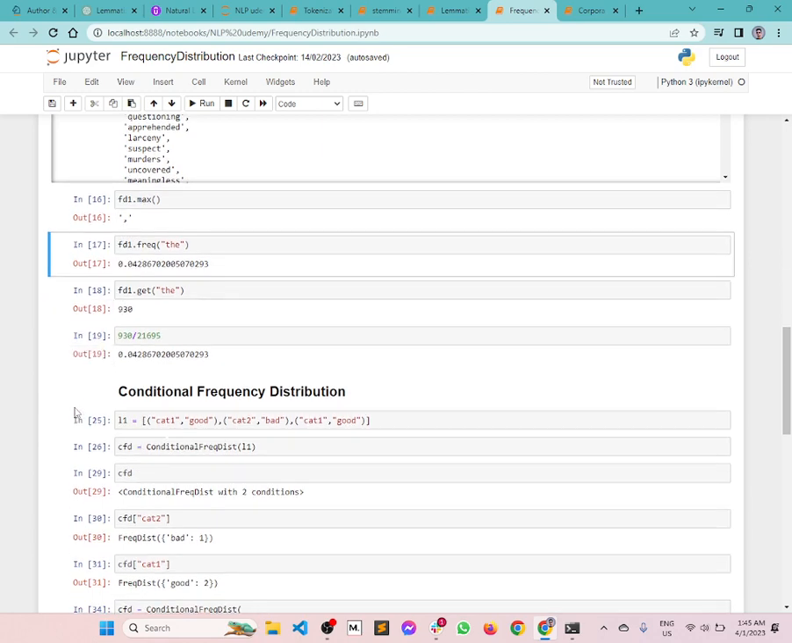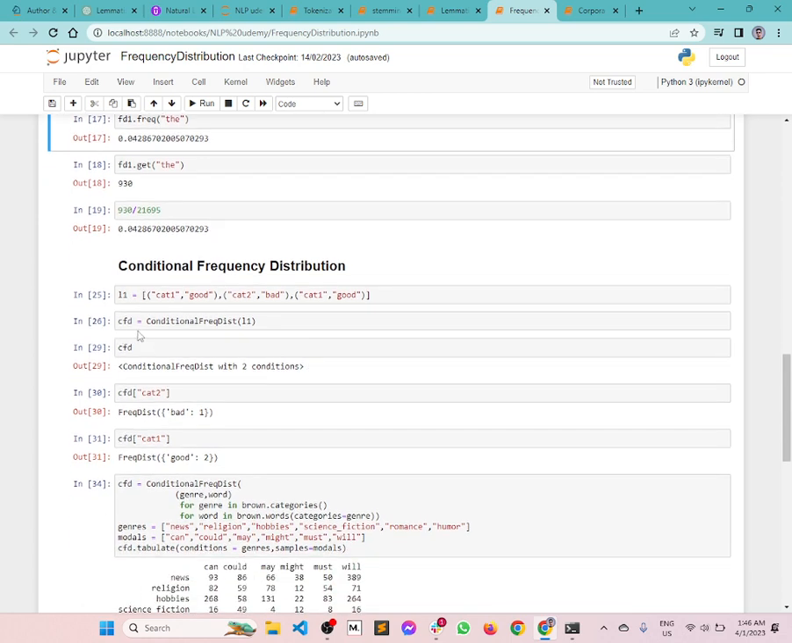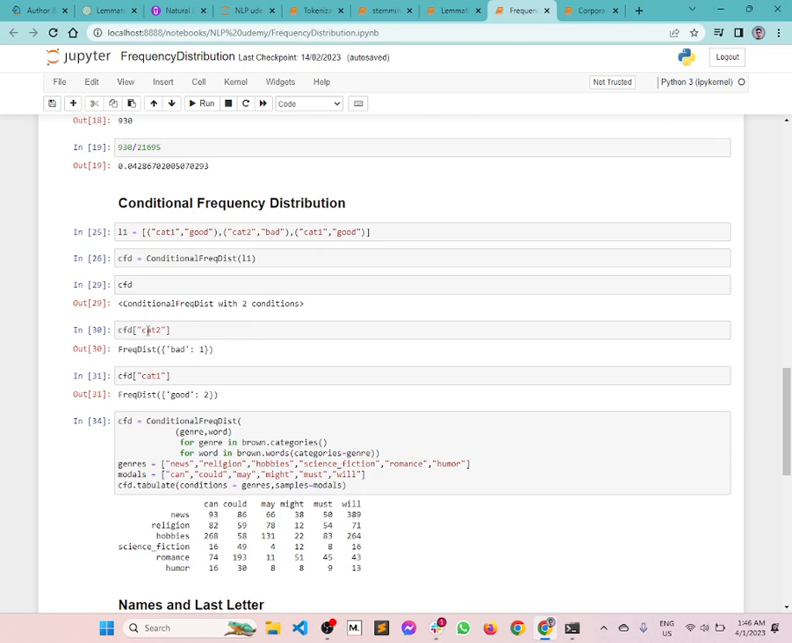Then we are moving to the conditional frequency distribution. Here we are generating three pairs manually: cat1 good, cat2 bad, cat1 good. Now if we move this corpus into the conditional frequency distribution and look at cat2's behavior, it generates 'bad', one time, so cat2 is bad, which occurs just one time in this corpus.